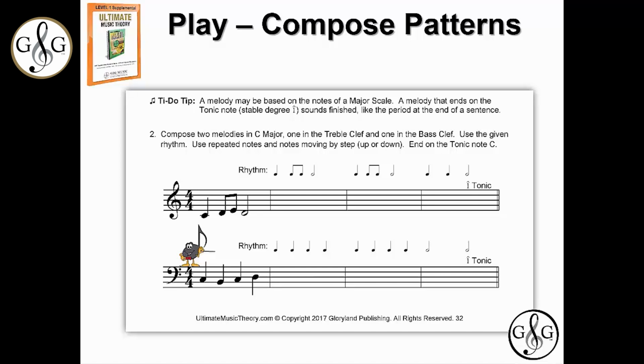On page 32 of the Level 1 Supplemental Workbook, let's start with the Tito tip. A melody may be based on the notes of a major scale, and a melody that ends on the tonic note, stable degree 1, sounds finished, like the period at the end of a sentence. Now this time we're going to watch Sophia. She's in the same theory club class as Ayana, and I want you to listen as Sophia begins to compose her melody in C major in the treble clef, given the rhythm, the repeated notes, and notes moving by step up or down, ending on the tonic.